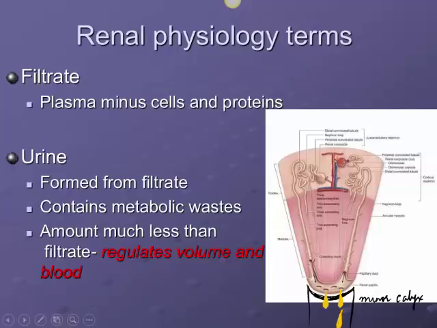So let's look at some of these terms. One is filtrate, as I mentioned, which is plasma minus your large cells and proteins. Cells and proteins are normally not seen in urine. If you take a urine sample and test it, the sample should be straw colored, and that is because of that bilirubin pigment which becomes urobilin.